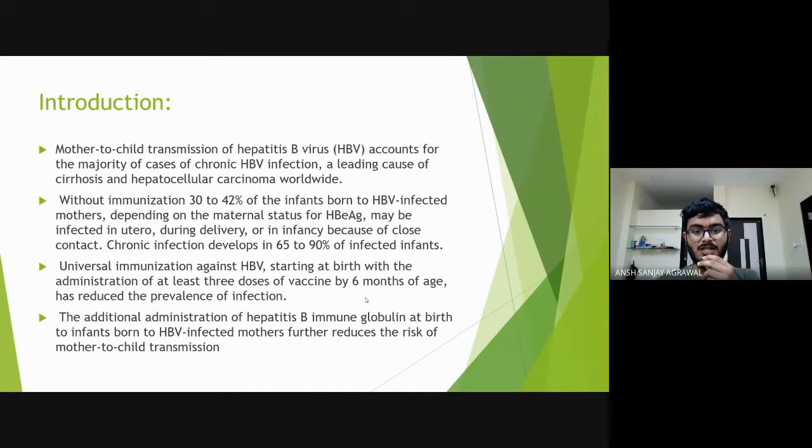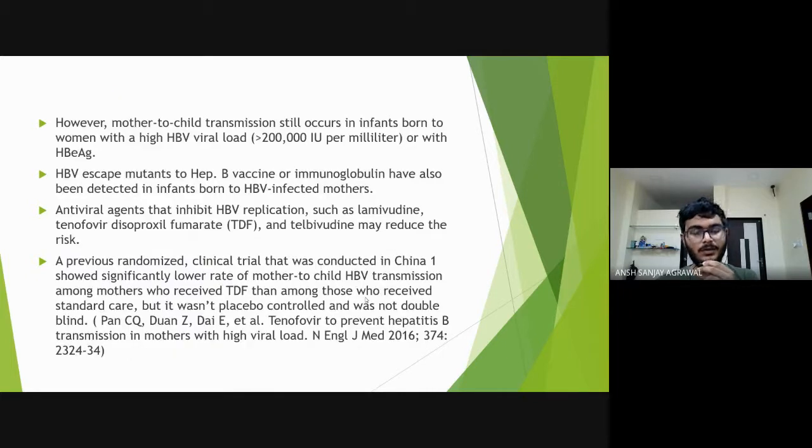Universal immunization against HBV, starting at birth with the administration of at least 3 doses of vaccine by 6 months of age, has reduced the prevalence of infection, as well as the additional precaution of administering hepatitis B immunoglobulin at birth to infants born to HBV infected mothers. However, mother to child transmission still occurs in infants born to women with a high HBV viral load, that is greater than 200,000 international units per milliliter, or with HBeAg. Also, HBV escape mutants to hepatitis B vaccine or immunoglobulin have also been detected.